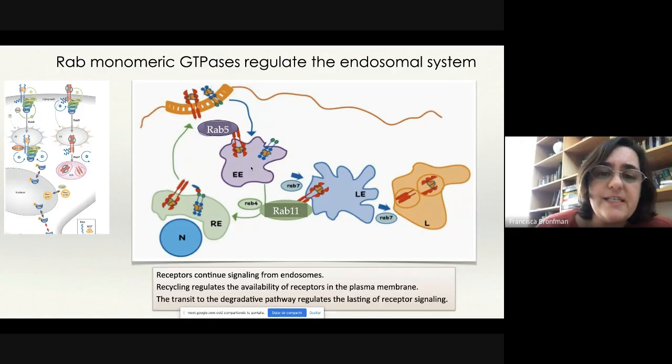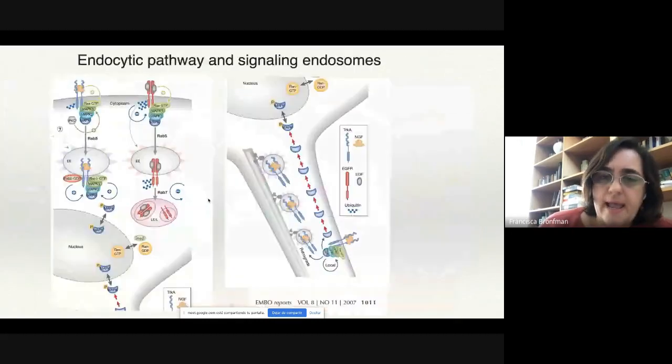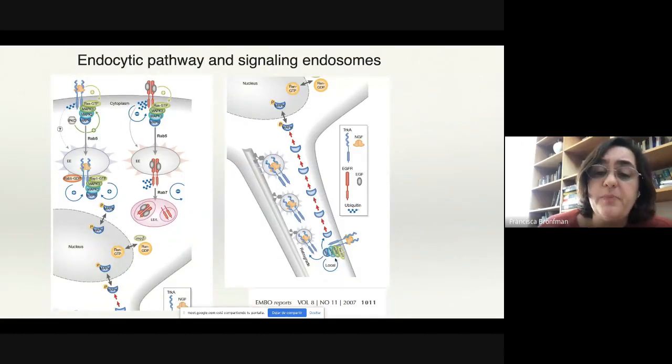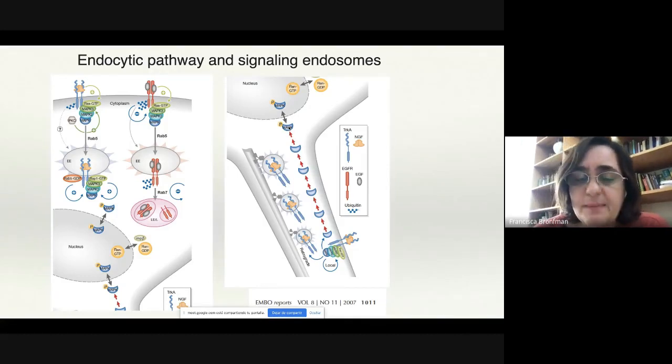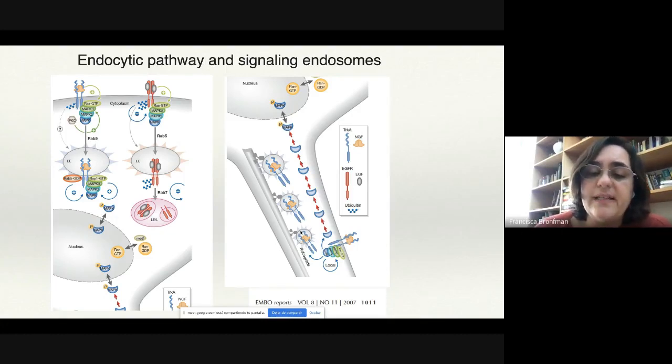Also, these signaling endosomes have been shown to be important to transmit long-distance signaling. This has been mainly shown by many labs in peripheral neurons, where neurotrophins are secreted by the targets of the neurons. They bind the receptors, they get internalized in these signaling endosomes, and these signaling endosomes are transported back to the cell body using the molecular motor dynein.